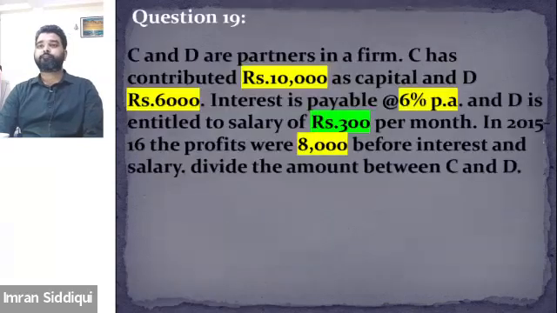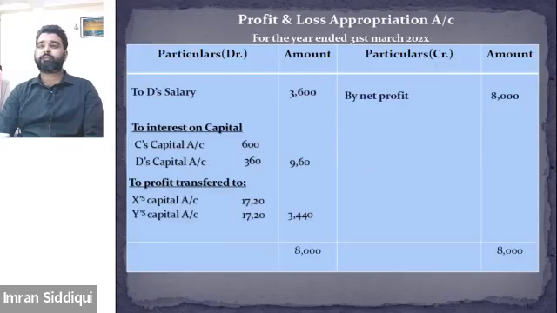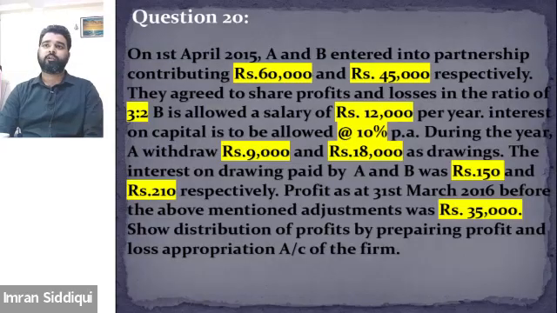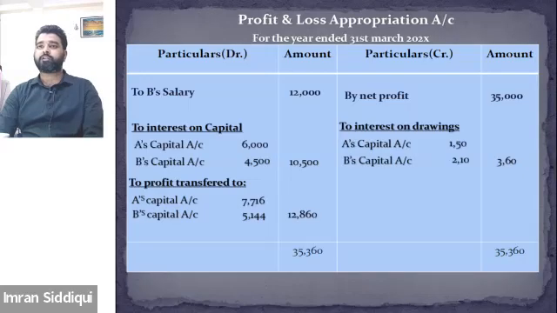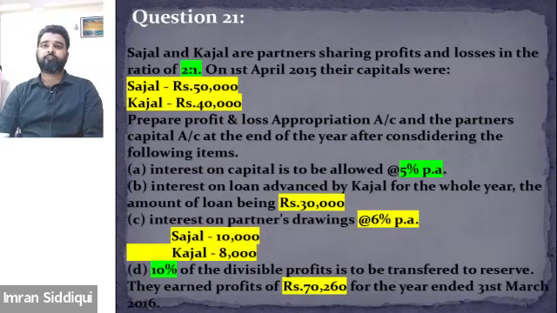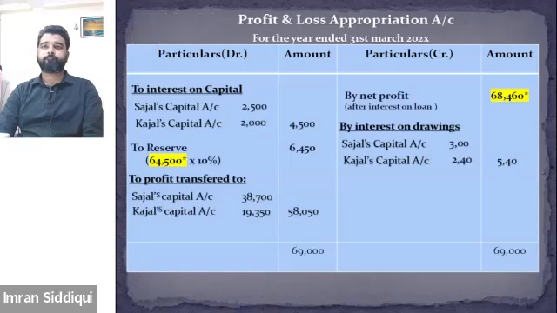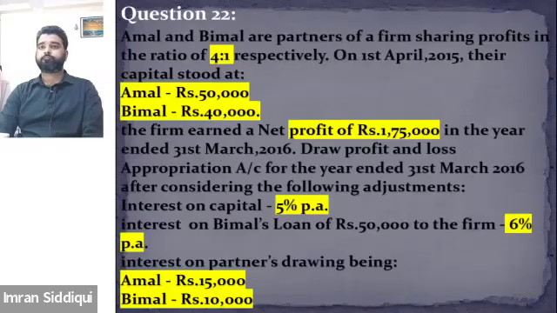Then we did question number 19 in the previous class, and we made the P&L appropriation in this question. After that, in the last session, I think we completed question number 20 as well, and then we did question number 21 also. So I hope everything that we discussed in the previous classes is clear to all of you. If you have any doubt, please ask me. Only then will we move to the next question. Do you have any doubt? Anybody want to ask anything? No doubt, sir. Okay, so no doubt.